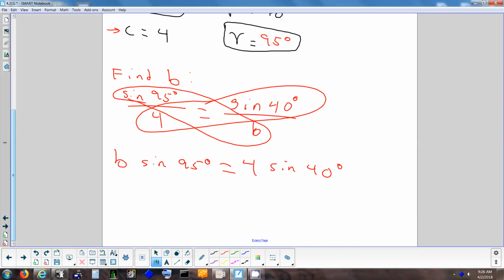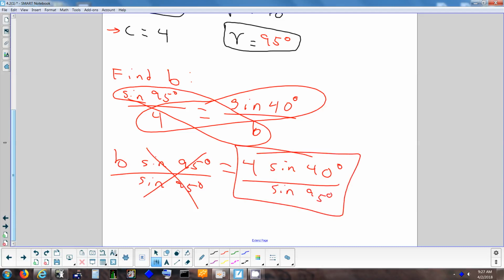Abby, can you tell me my last step to get sine 95 on the other side? You divide both sides. Yep, divide both sides. Don't worry about what the sine of 95 is right now. We'll do that at the end. And there's our answer for B. We have to type that. Any questions on that?